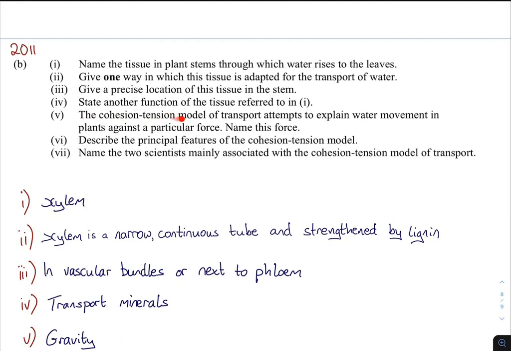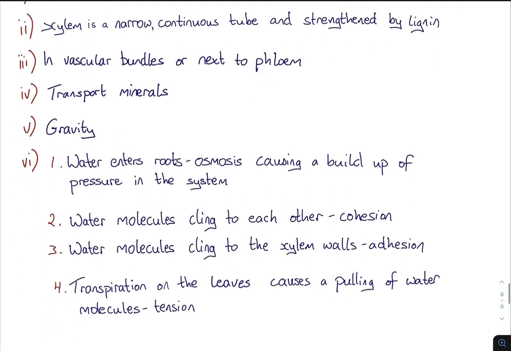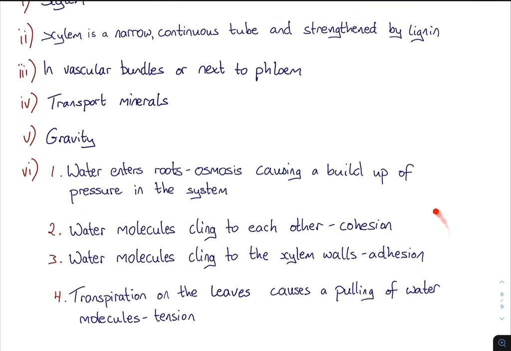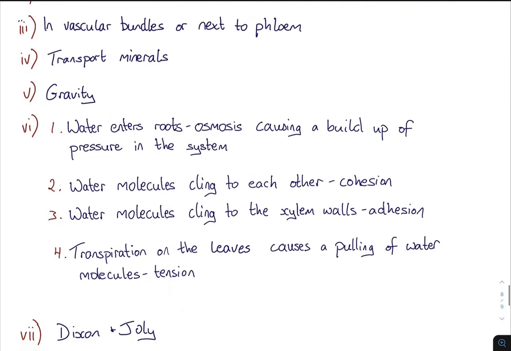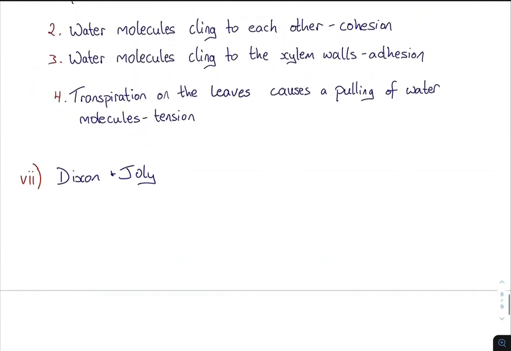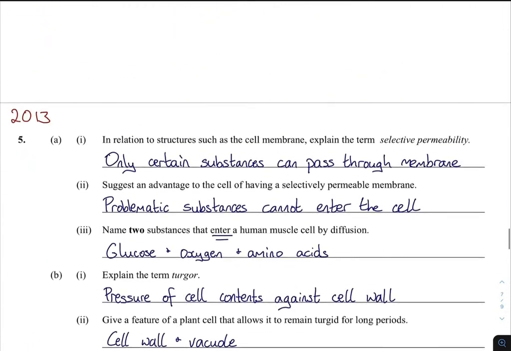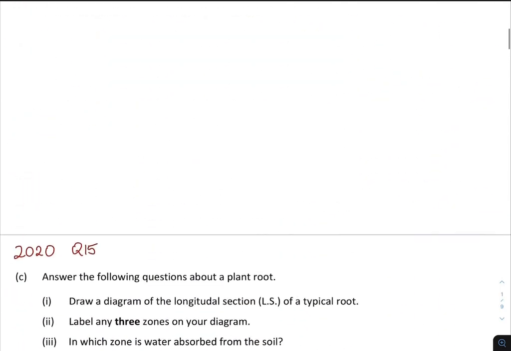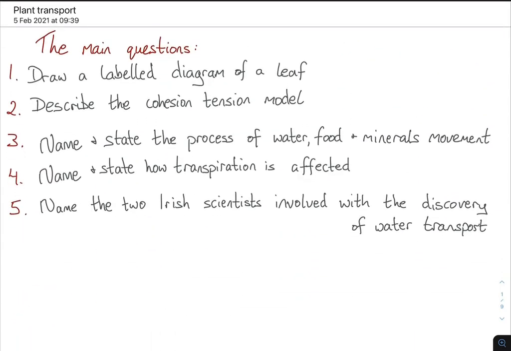The cohesion tension model of transport attempts to explain water movement in plants against a particular force, named as force. Well, it's against gravity. Gravity is acting on water to keep it down. Describe the principal features. Well, that's just going from 1 to 4 again, guys, which you've seen over here. And the next one then is going to ask you, name the two Irish scientists involved in it, and that was Dixon and Joly. And that was it. So you can see there was a fair bit of repetition there. Some questions don't come up too often, such as leaf and so forth, but still worth doing, because if it does come up, it could be worth anything between 6 to 9 marks.